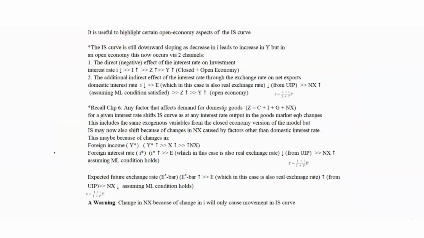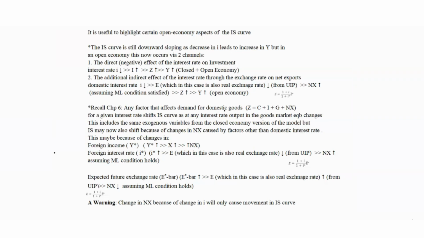The second aspect that you want to look at of the IS curve is that, if we recall when we discussed the IS curve in chapter 6, we said any factor that affects demand for domestic goods, i.e. aggregate demand Z, other than interest rate will cause shifts in the IS curve. So this is something that we've already discussed. The IS curve shifts because of factors that influence your aggregate demand, i.e. demand for domestically produced goods and services, other than interest rate.